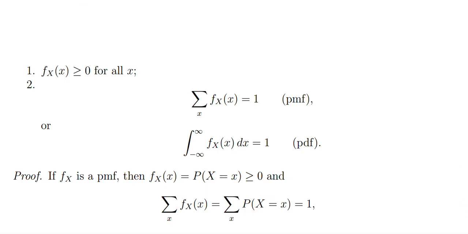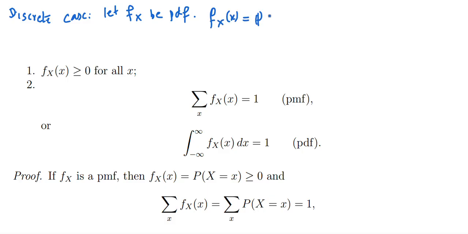Now if I talk about the discrete case, let f_X be the PMF. We know that f_X(x) is equal to the probability of X equals x, and this is non-negative for all x in R. So this first thing is satisfied. Let us try to find this.